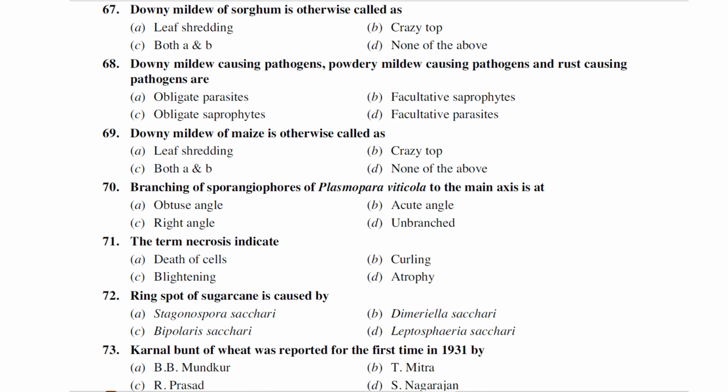Okay. I think this is the same as the next question. Downy mildew of sorghum is otherwise known as leaf shredding, crazy top, both A and B, none of the above. A, leaf shredding. Downy mildew of sorghum is known as leaf shredding.